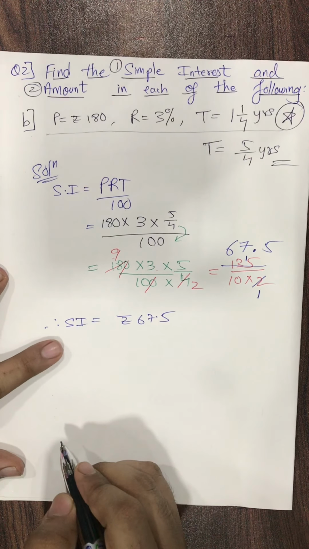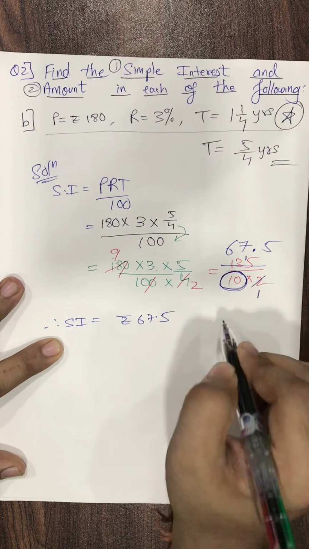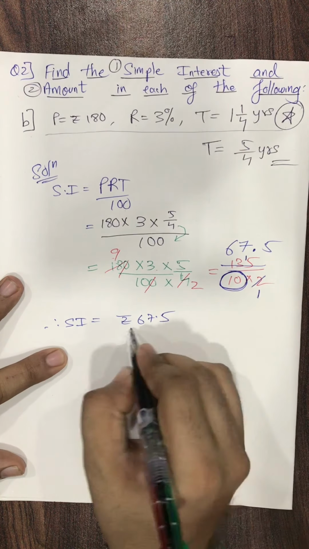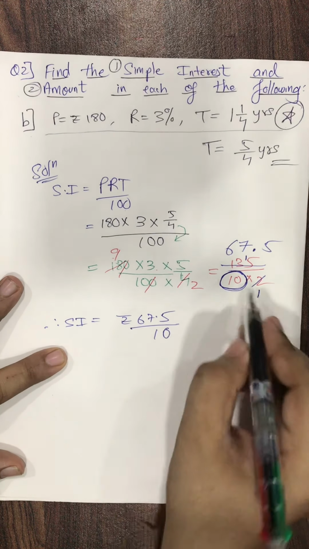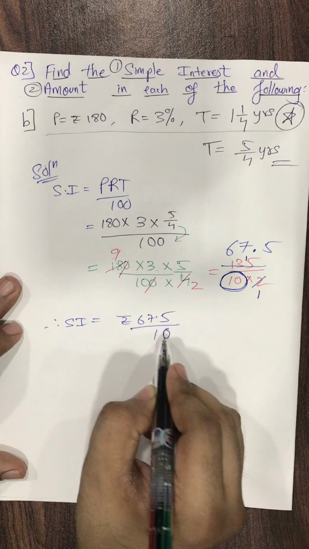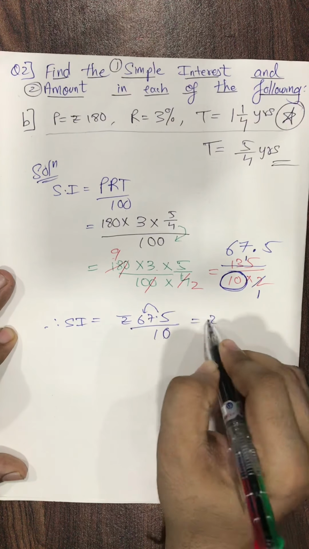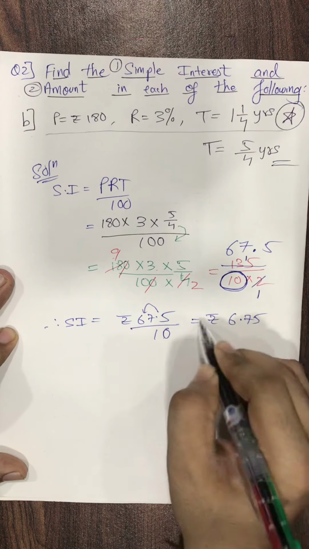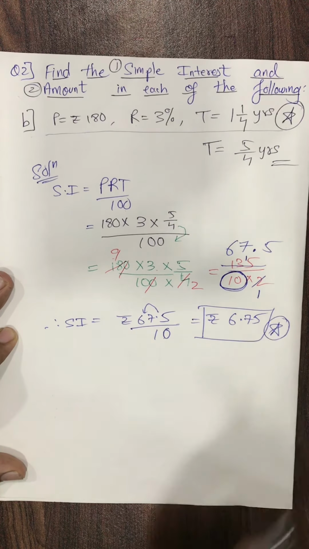67.5. I have made a mistake. Where is this 10 gone? Yeah, this happens. Upon 10. And because of 10, don't forget anything, please. Because of this 10, one decimal point will shift to the left hand side. So this becomes rupees 6.75. Yes. So my simple interest is rupees 6.75.